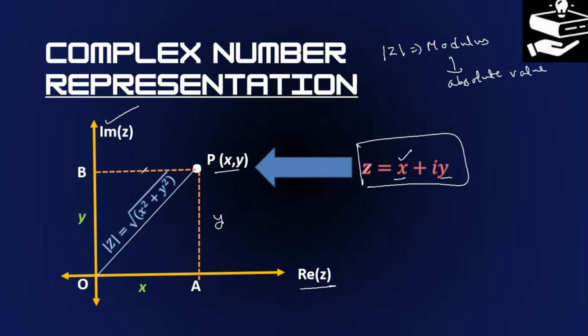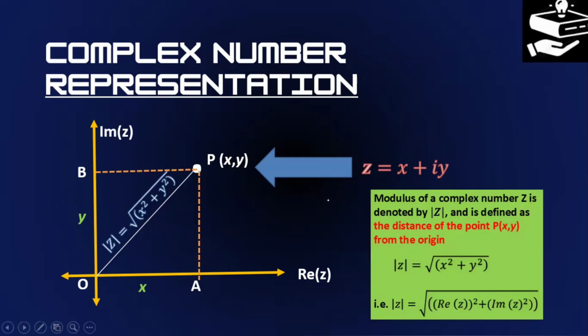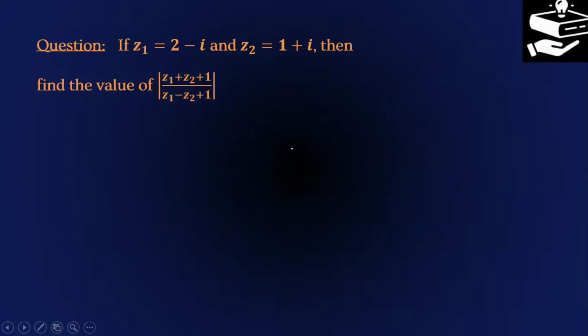All right. Let's move on then. So how can we calculate mod z? We can calculate mod z by taking real z square plus imaginary z square, because real z is your x and imaginary z is your y. So if someone asks you what is modulus, it is the distance of the point from the origin, nothing else. Let's do one question from here.